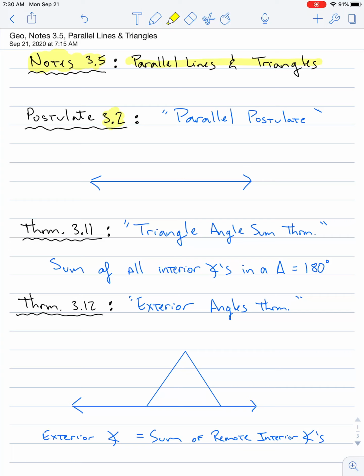First one, we have postulate 3.2, otherwise known as the parallel postulate. So what it is: imagine you have a line, and imagine you have a point not on the line. What can you do about that? Well, there exists a line that you can draw through that point that's not on the line, just like that, in such a way that both lines will be parallel.